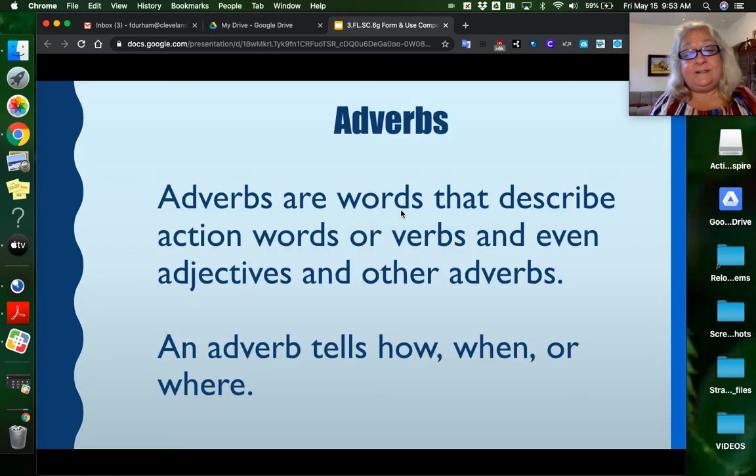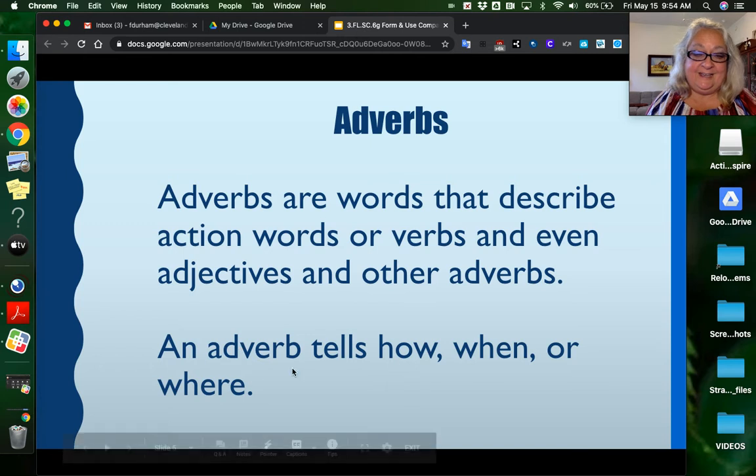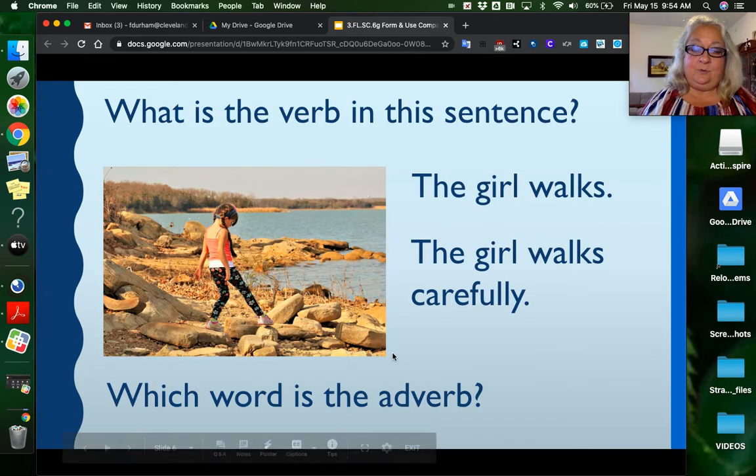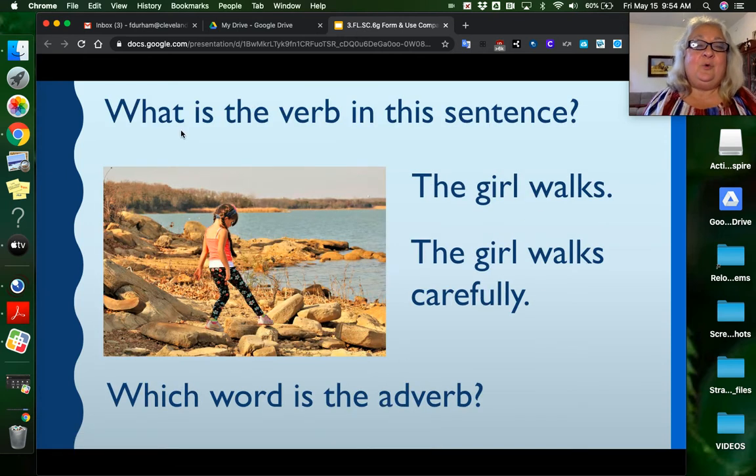Adverbs are words that describe action words or verbs, and even adjectives and other adverbs. An adverb tells how, when, and where. What is the verb in this sentence? The girl walks. Correct. Walks is our verb.